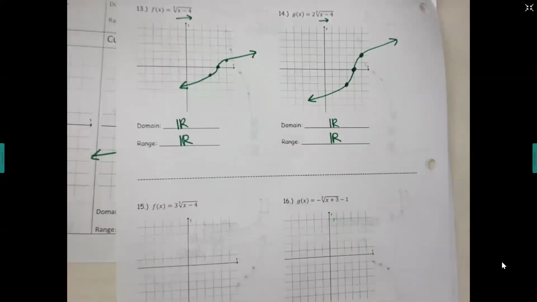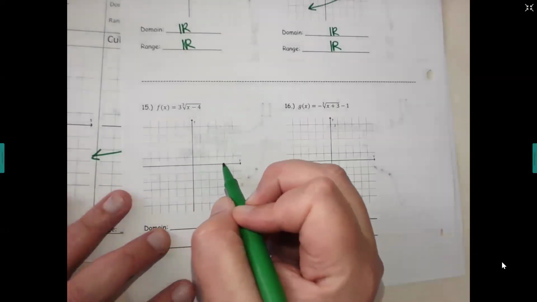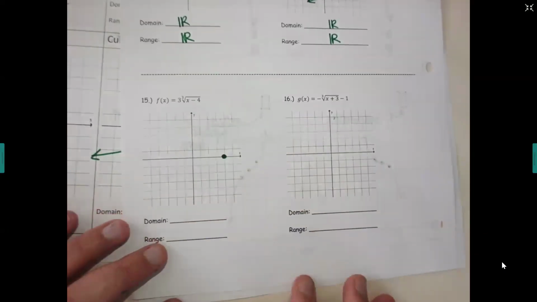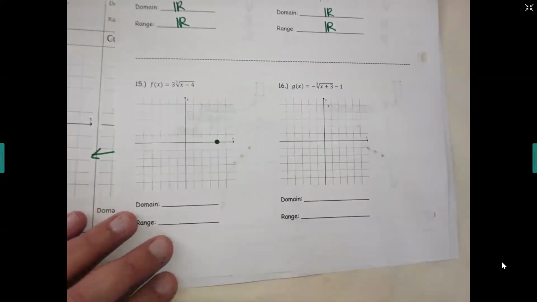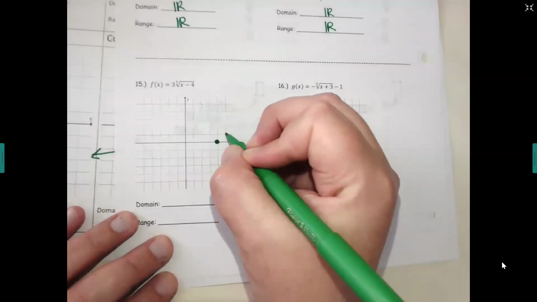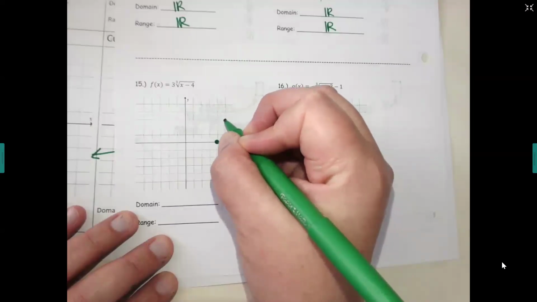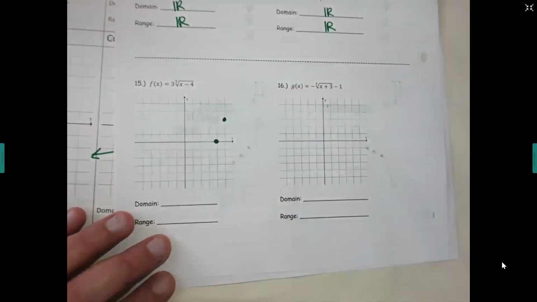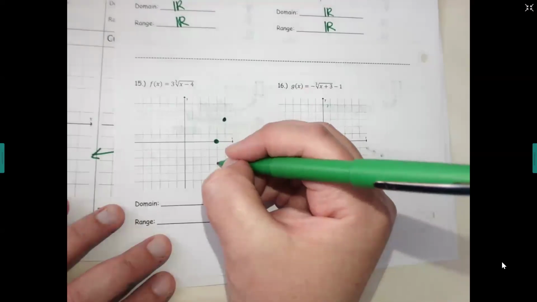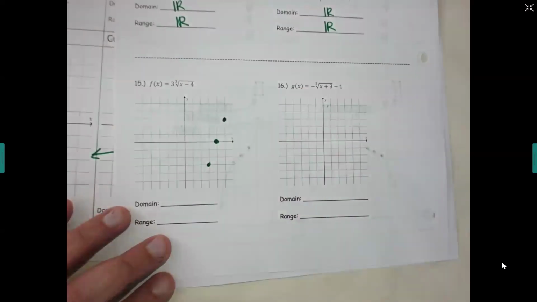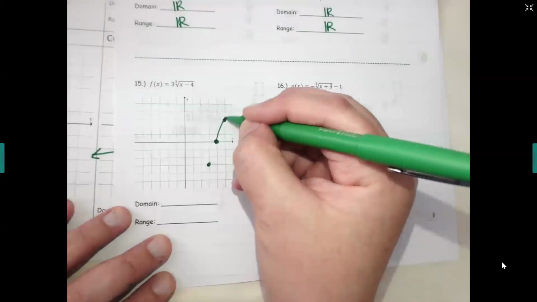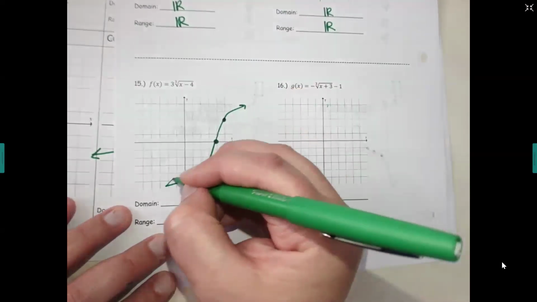All right, two more left. Go to the right 4. This one has a stretch of 3. That means that I would take my 1, 1 box and I would just make it be 3 boxes instead, and then 3 boxes instead. Okay, so that squiggle would be even steeper than the other ones, but still counts as within the same family.